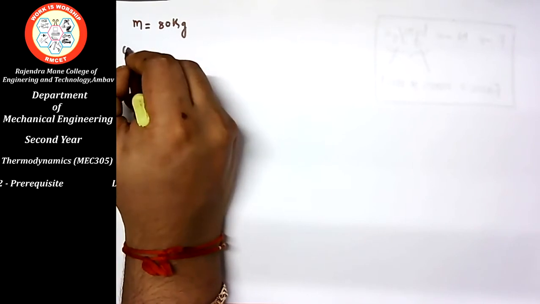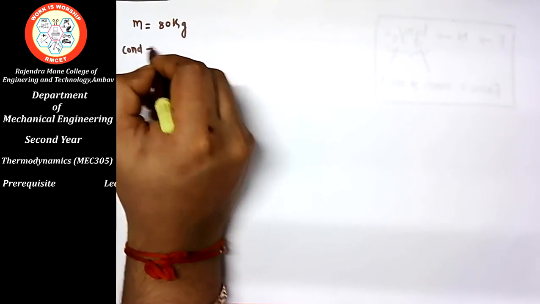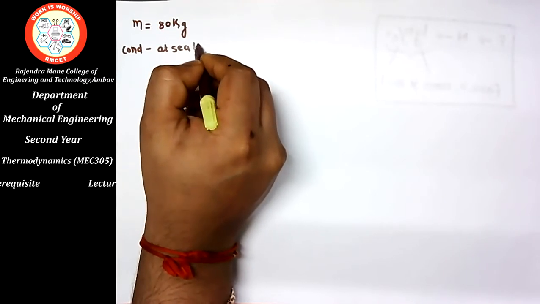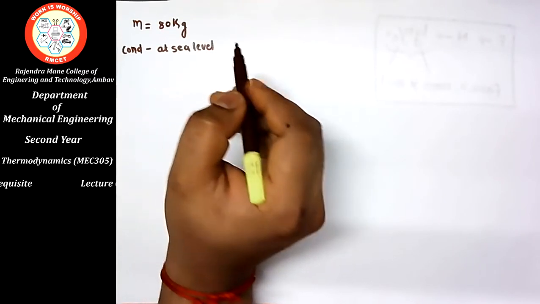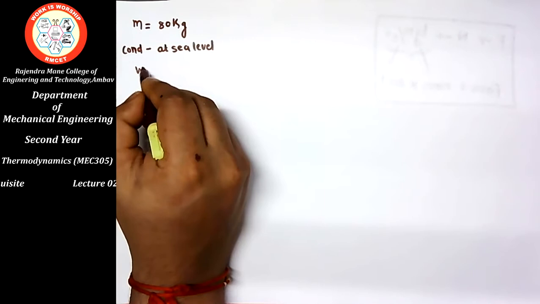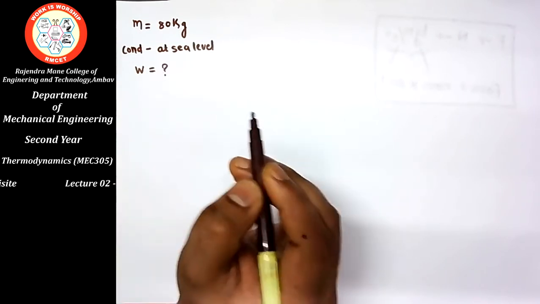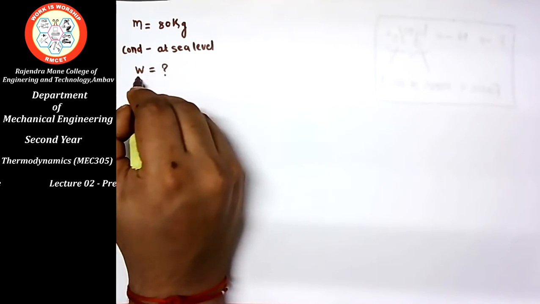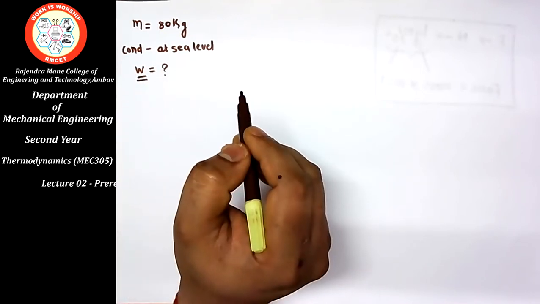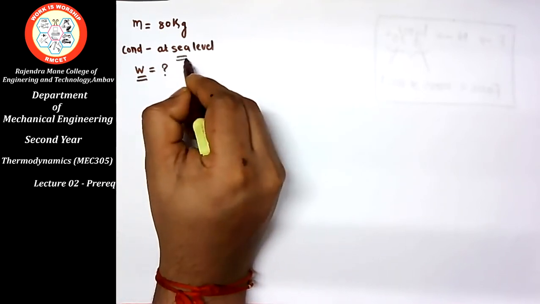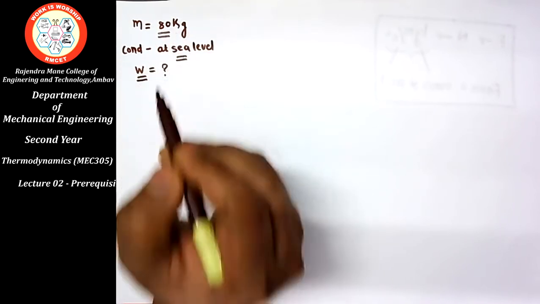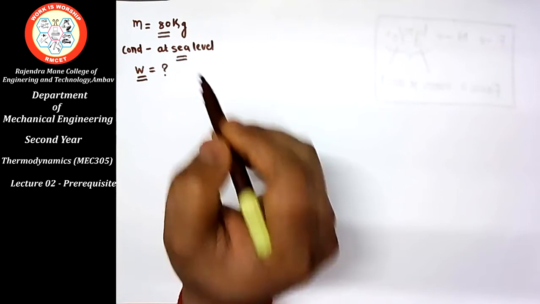Then the condition for the first numerical is at sea level, and we have to find the weight. So what have we read from that problem statement? The quantity to be calculated, the specific condition if any, and the given information. After this we can go for the sketch.